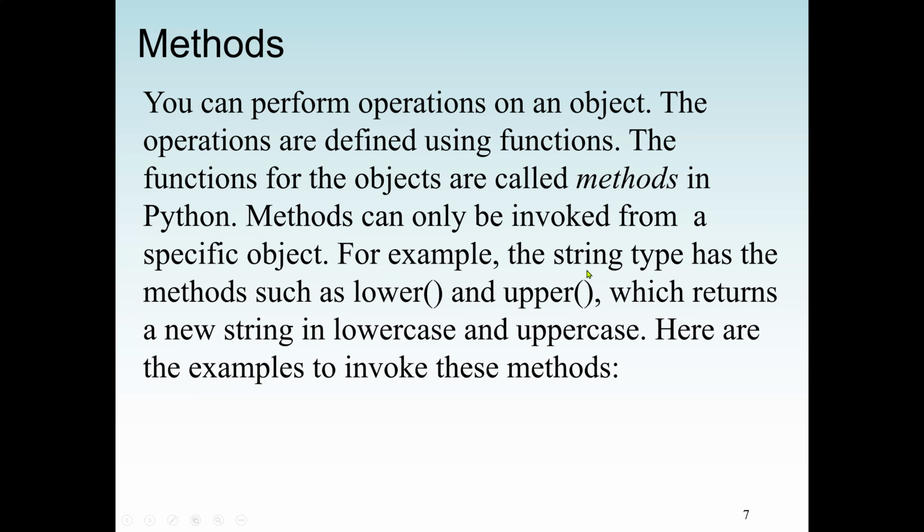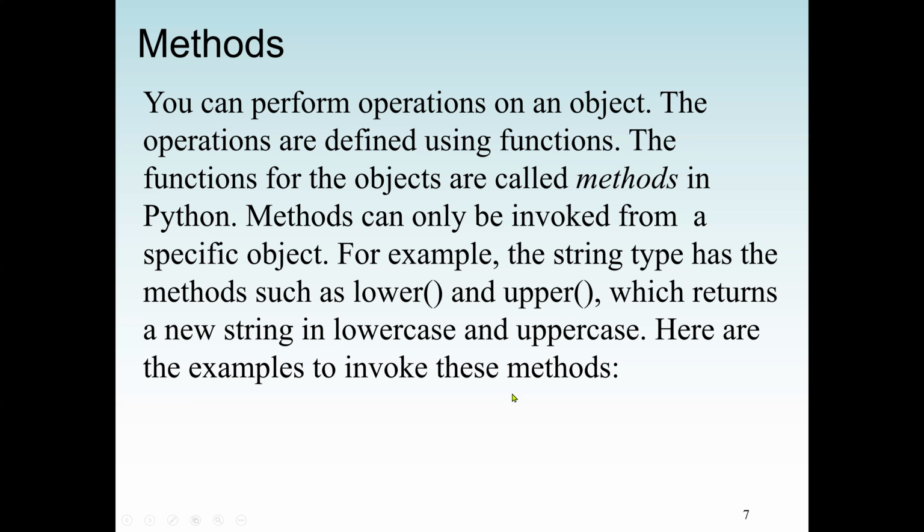So for example, here we have a string type. It has methods such as the lower method, where lower is to convert uppercase characters to lowercase, or the upper method, which will convert lowercase to uppercase. Actually, lower will convert upper cases to lowercase. Upper will convert lower to upper. So here, to return new strings, the lower method will return lowercase, and the upper method will return uppercase.